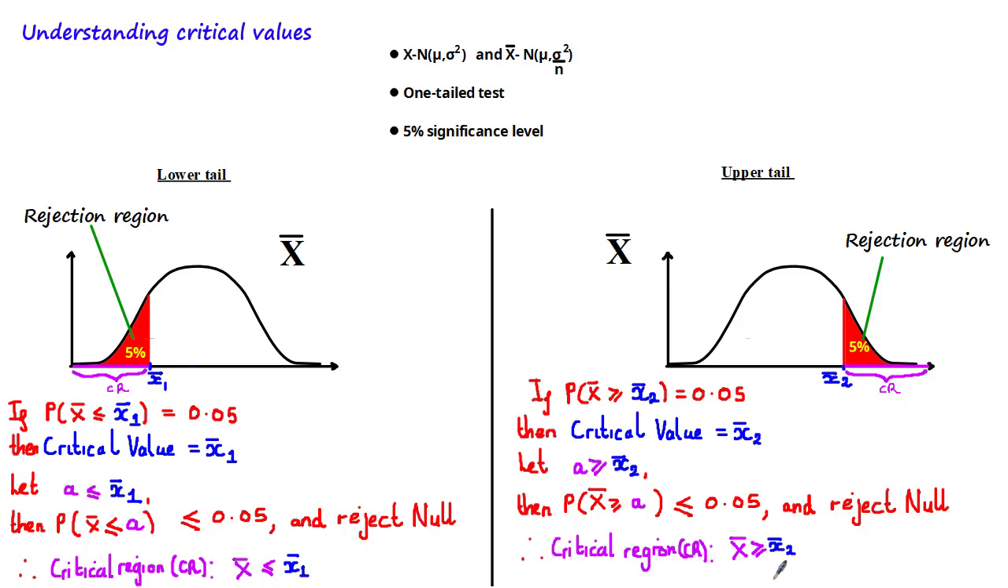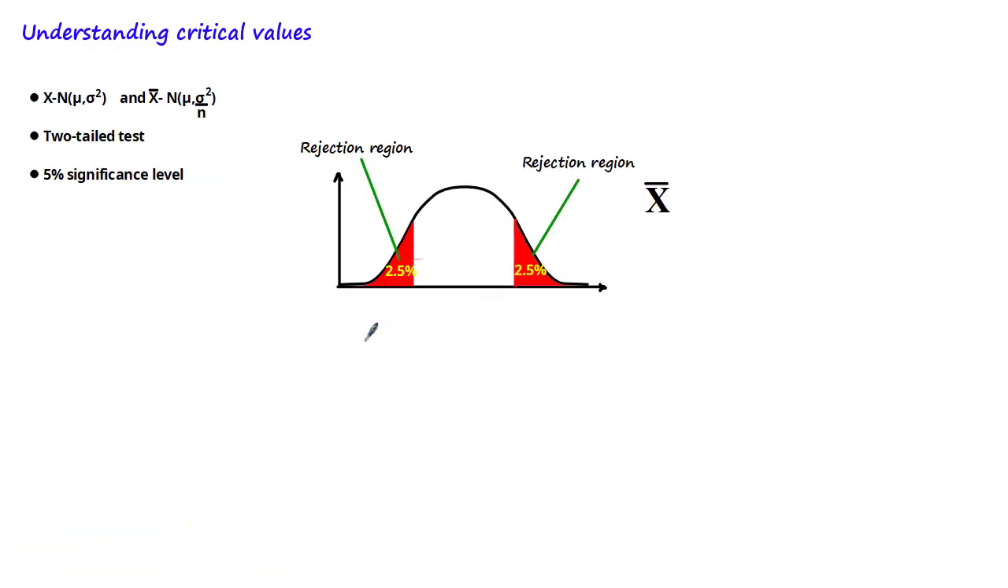Okay, let's now look at the same ideas for a two-tailed test. For a two-tailed test, we have a similar approach. However, for two-tailed tests, we need to consider the critical values and the critical regions for both tails. And remember that for each tail, we are taking half of the significance level as we did for the p-values.